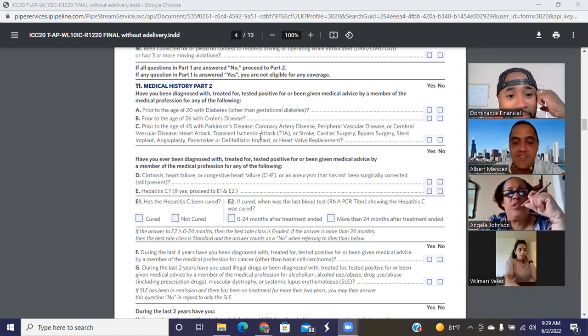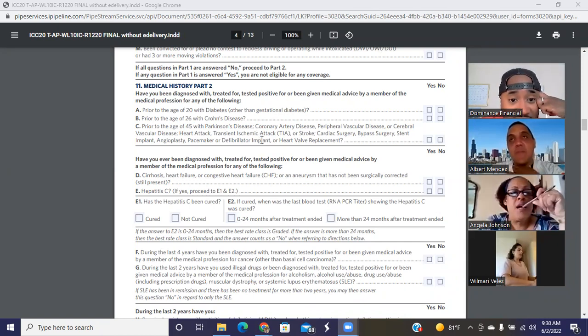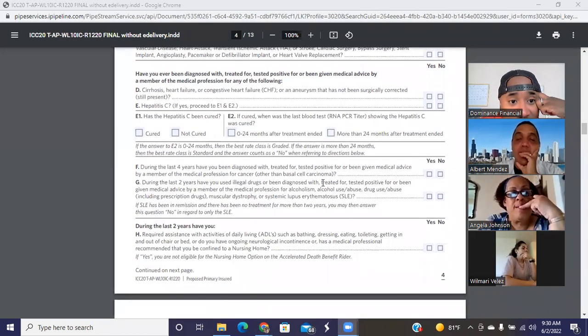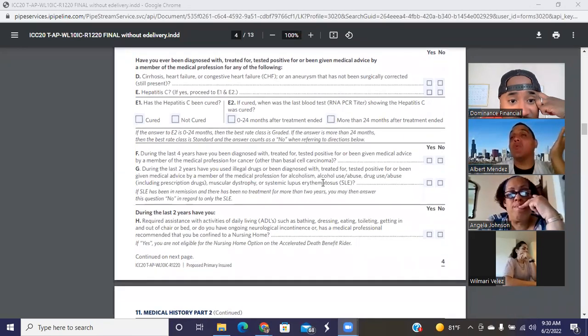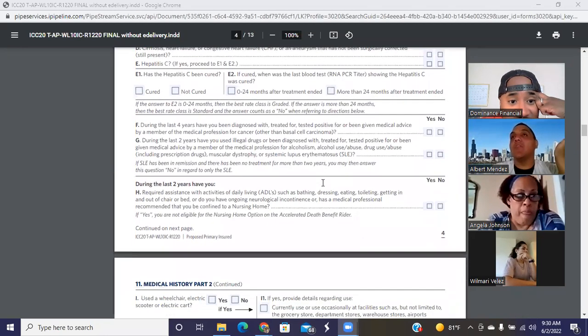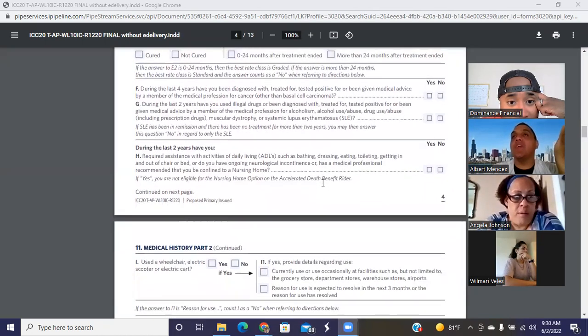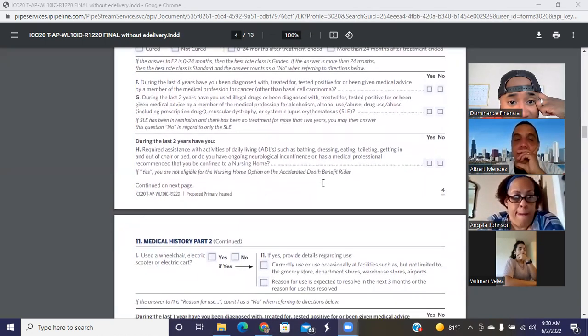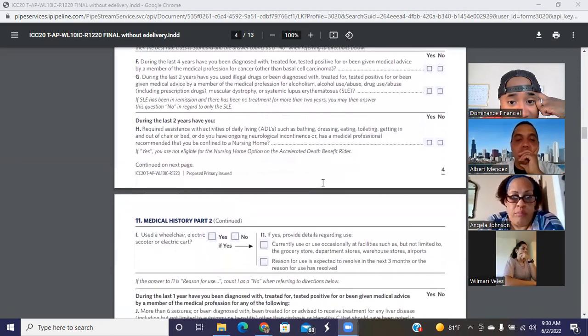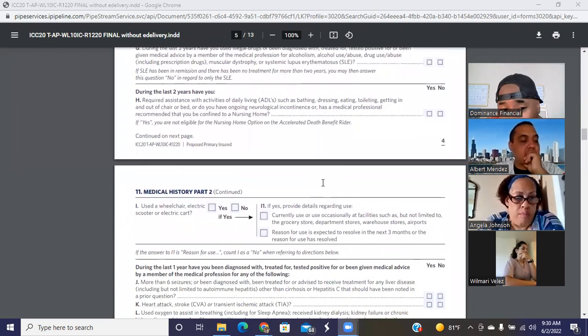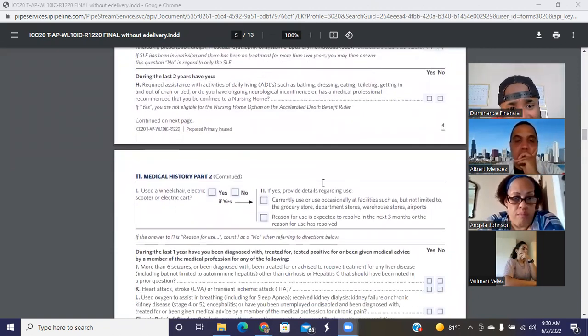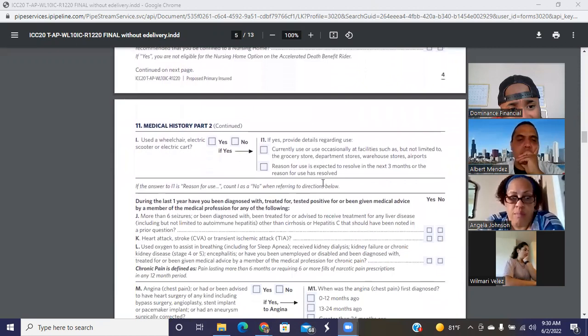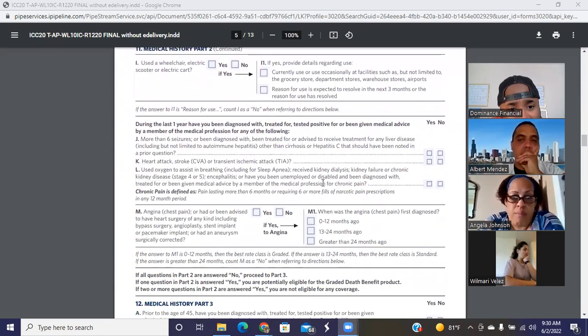Prior to age 26 with Crohn's, prior to age 45 with Parkinson's, coronary artery, peripheral, cerebral, heart attack, TIAs, bypass surgery, psoriasis, heart failure, Hep C, other than cancer, 4 years. It's kind of the same questions as before, maybe some different look back periods. But see, it's a lot of medical questions. Actually, it's like 3 pages already. Wheelchair, past 12 months.